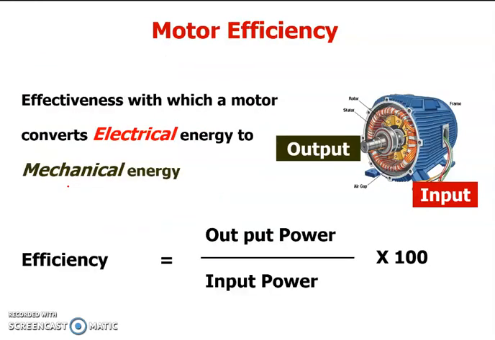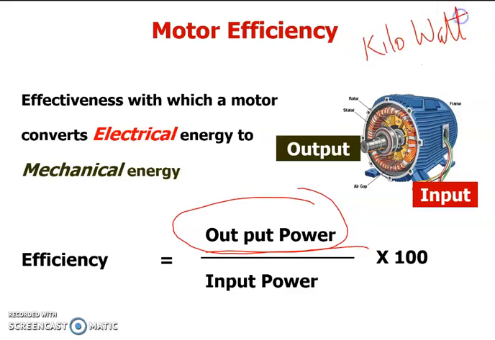Now we will see what motor efficiency is. It is the effectiveness with which we convert electrical energy to mechanical energy. The efficiency of any system is output power divided by input power, times 100. The power rating of a motor is generally given in kW. Whenever we say a motor is, say, a 75 kilowatt motor, that 75 kilowatt is the power it is able to produce at the output.